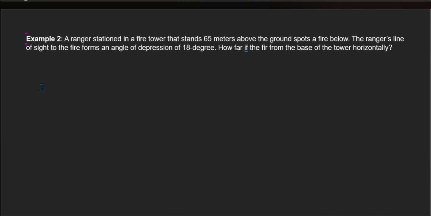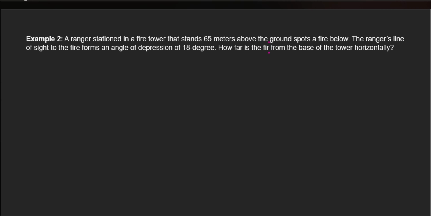Alright. So, example number 2. A ranger station in a fire tower that stands 65 meters above the ground spots a fire below. Okay? Spots a fire below. So, the ranger's line of sight of the fire forms an angle of depression of 18 degrees. How far is the fire from the base of the tower?